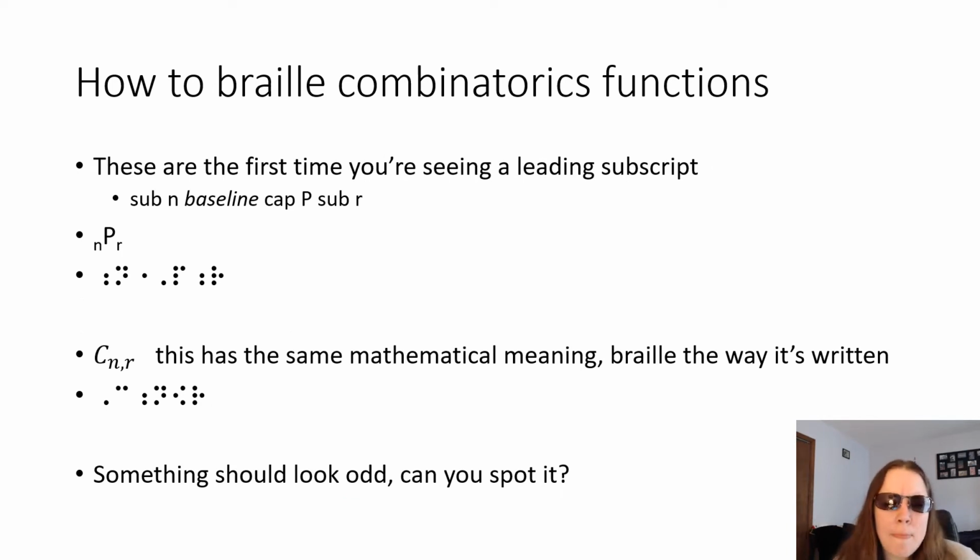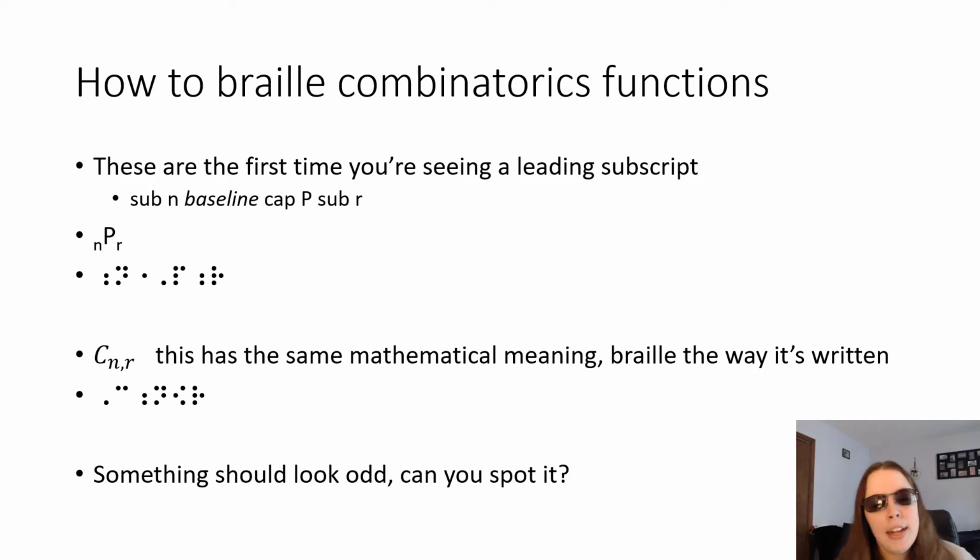Combinatorics functions may not have come up a ton in this class or might have been glossed over last week. So if you didn't catch them, in combinatorics we often have kind of a leading subscript or a lower line that's in front of the letter. Here's how that looks. You would start off just with the subscript indicator and then whatever letter comes first, followed by that .5 to bring you back up to baseline before you write the regular baseline letter, which is often capitalized in combinatorics, and then subscript after it for the letter that comes after it.